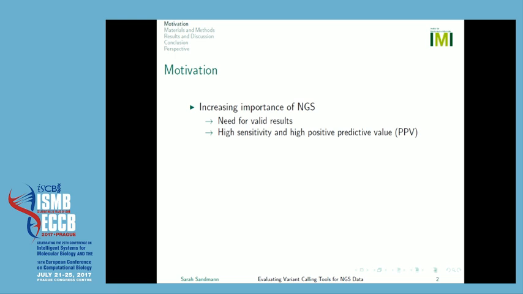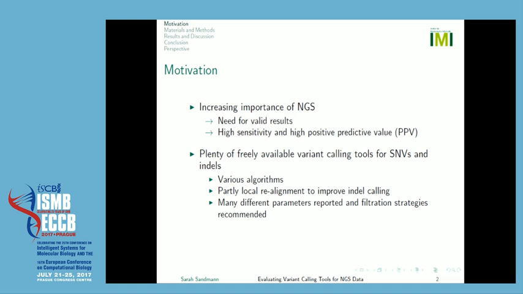However, when you start looking for variant calling tools, you will quickly observe that there are plenty of tools performing this calling step. Even when you go for what we think should be the simplest thing, SNV and small indel calling, there are so many freely available tools, and they all use various algorithms. Some perform partial local realignment to improve indel calling, while other tools completely ignore this option. All of these tools report many different parameters, and then they recommend filtration on the basis of these parameters. And of course, all the tools claim to be the best and the perfect solution for the variant calling problem. But why are there then so many tools?